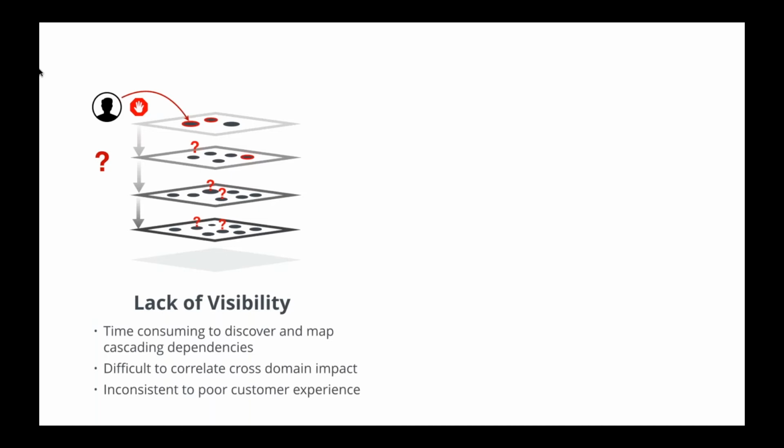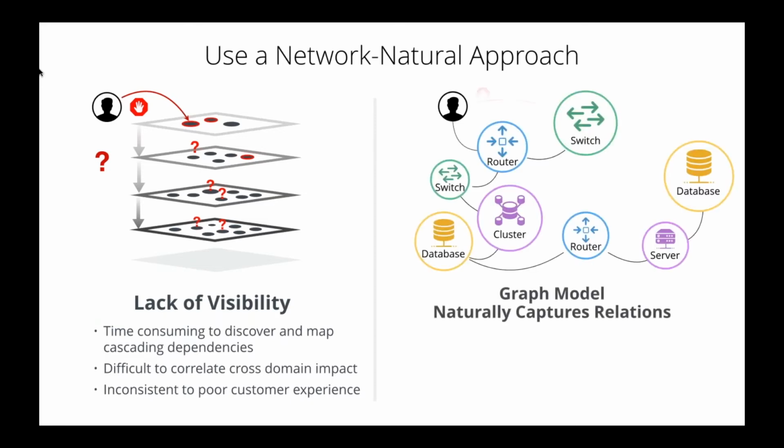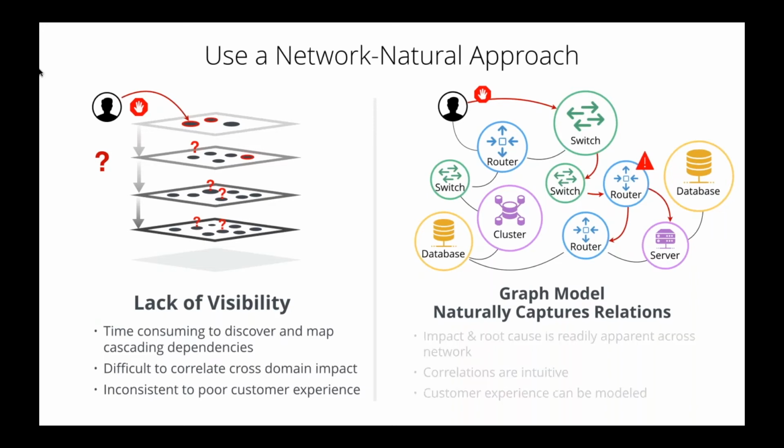It's difficult to correlate the issues from one layer or one domain to the next, and it's difficult to deliver that high degree of good customer experience when in fact you can't trace what's going on inside the network. So we like to use what we'll call a network natural approach. And really this is expressing all of this activity as a graph. So if there's a particular issue that a customer is experiencing through a switch that may actually be happening at a router, that's really much more obvious to see in the graph than it is in the layer diagram that we're looking at on the left.